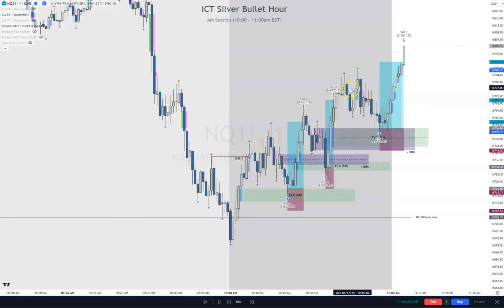Okay. Price came back up. We had another breaker block inside a fair value gap. So we used that. Now you could have used this as a breaker as well. Also supports price really well. It doesn't go below it. So you take another entry and we aim for another 37.5 points, which is above this high. And there you go. There's your trade. So that's your AM Silver Bullet for Wednesday, January 17th, using the Kraken Silver Bullet Pro indicator.